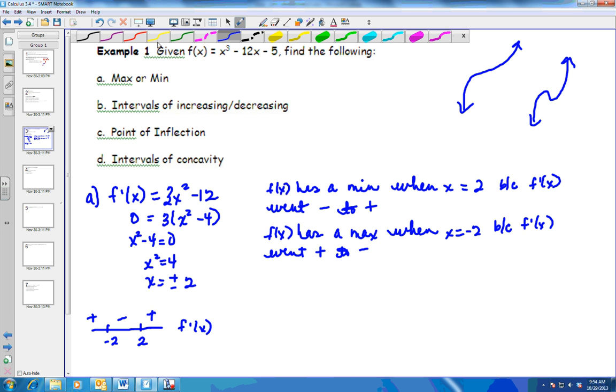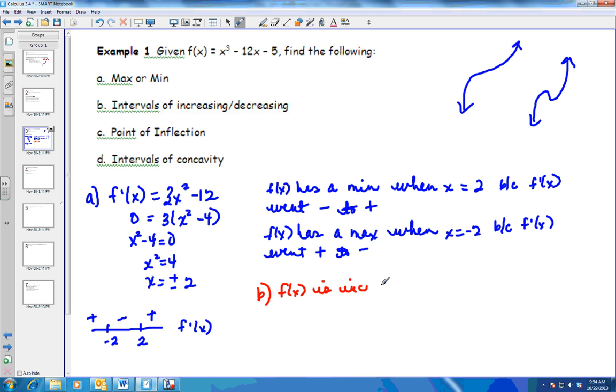Part B, I'm going to do this in a different color. Intervals of increasing, decreasing. Okay, so we're going to say f of x is increasing, and we know it's increasing when my first derivative is positive. So that's going to be from negative infinity to negative 2, and from 2 to infinity, because f prime of x was greater than 0 or positive.